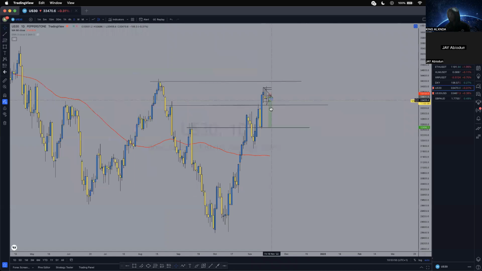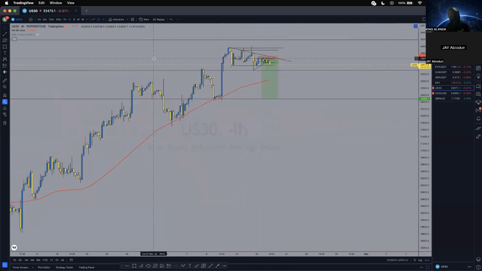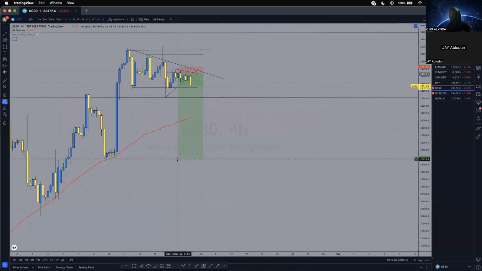This market can come as low as that point. Yes, it can. But for now, the overall move is bullish, so I'll look to take more buys in this market than sells. That's why I have my take profit here, and I'm risking on this trade.